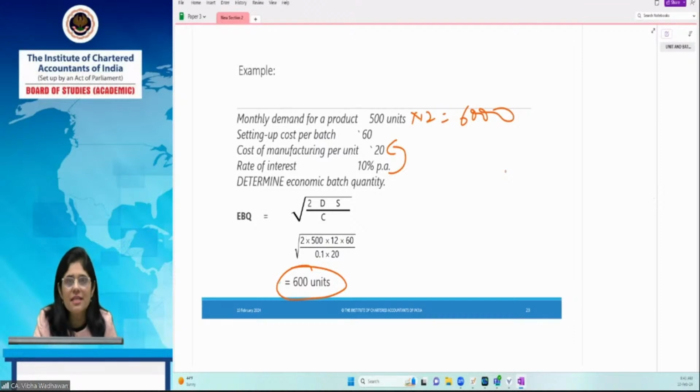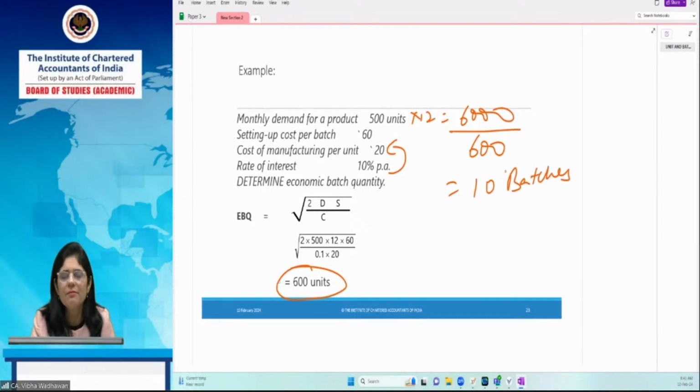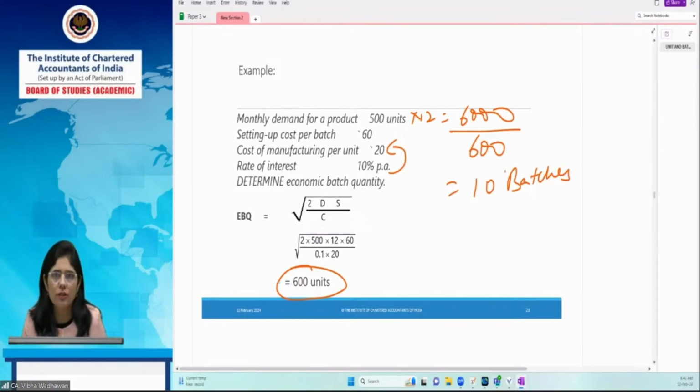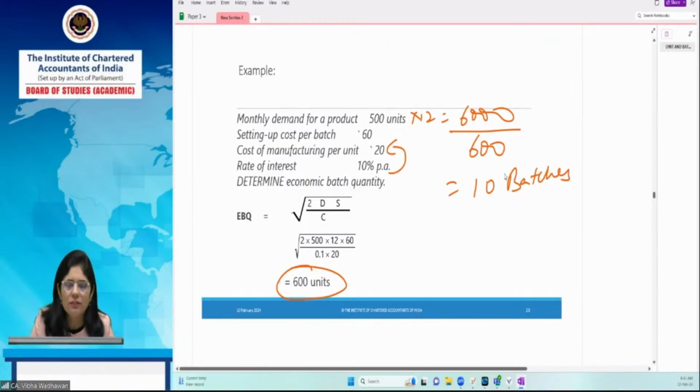So out of 6,000 units, you should produce 600 units in one batch. Economic batch quantity means you should produce 600 units in one batch. So how many batches? 10 batches. You have to make the machine run 10 times. In one run, the machine will produce 600 units. So economic batch quantity tells us how many units should be produced in one batch, in one lot. Clear? This is economic batch quantity.